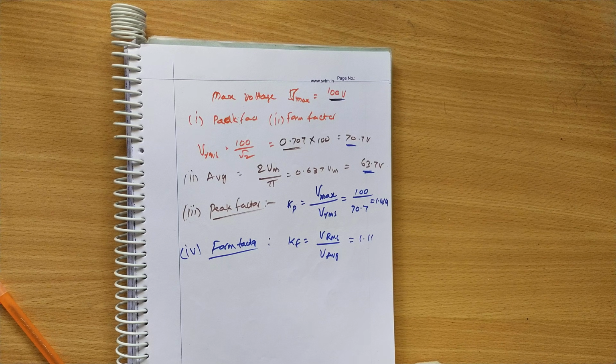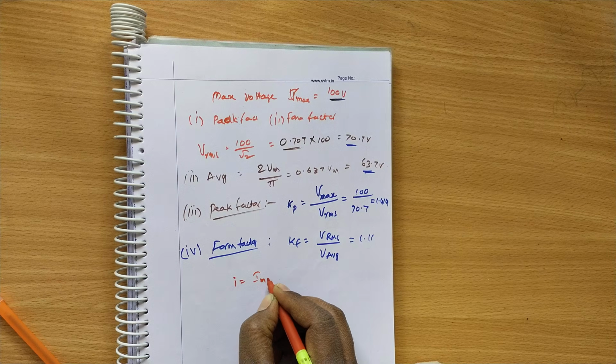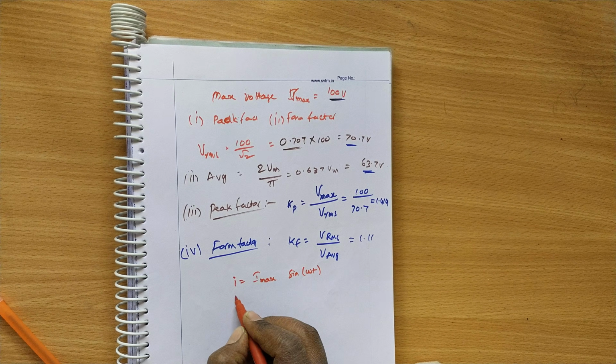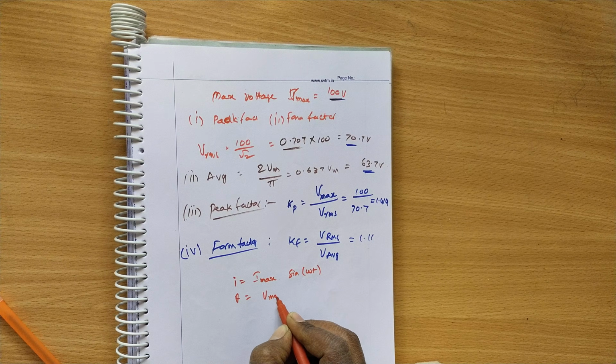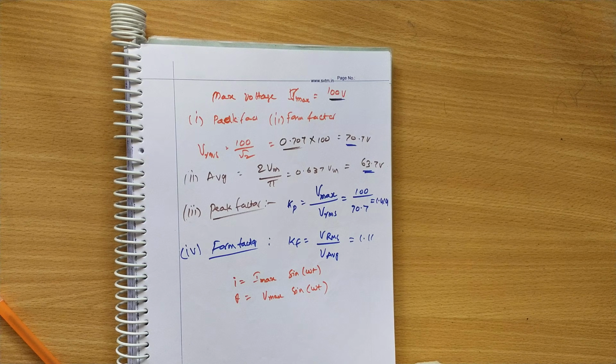Like that, we have to analyze which is the maximum value from the equation, and we have to know the standard equation of current and voltage. The standard equation of current is I equal to I max sin omega t, where omega t is the angle, and v is also given by V max sin omega t. This is the standard equation of a sinusoidal voltage. If you compare this and know the formulas, then you can calculate RMS value, average value, peak factor and form factor.